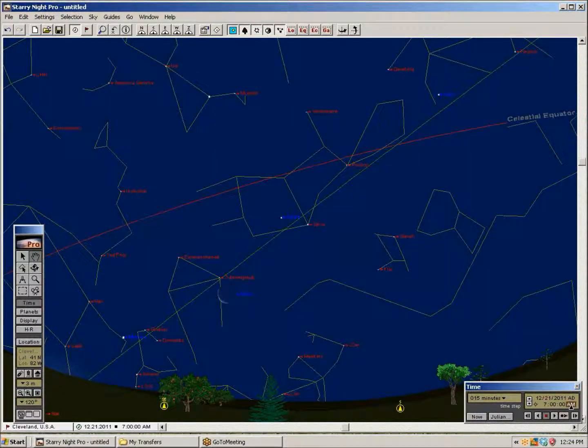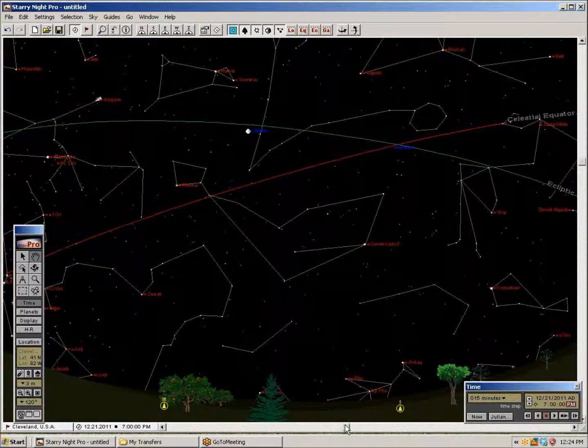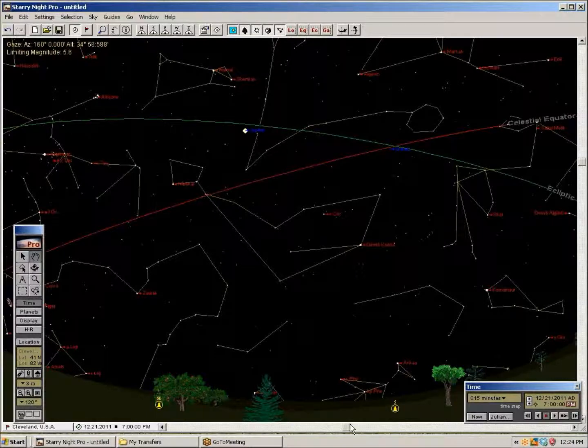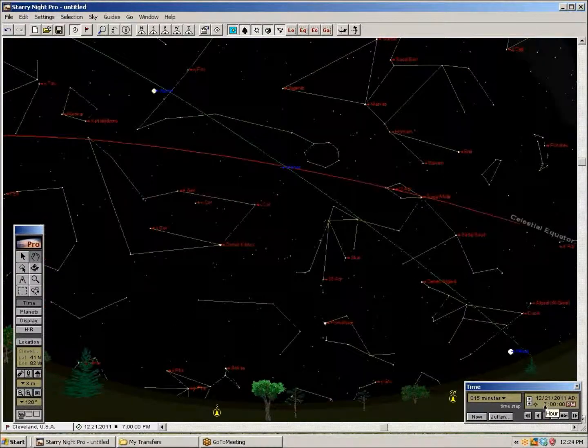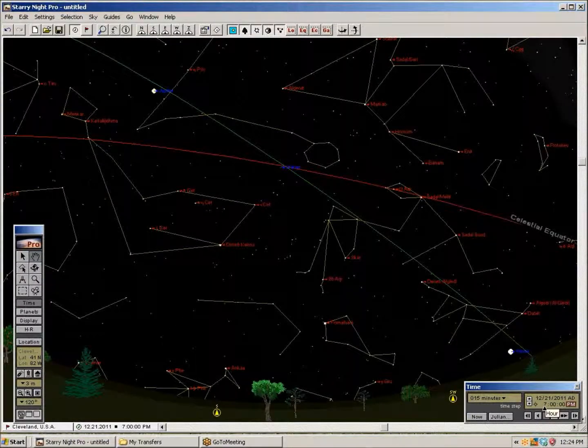So now what I want to do is go back to the 21st and switch us over to an evening sky view. Okay, so here we are in the evening sky. This is at 7 p.m. Venus is about to set. She'll set a bit later each night. By the end of the month, she'll be setting around 7:30.